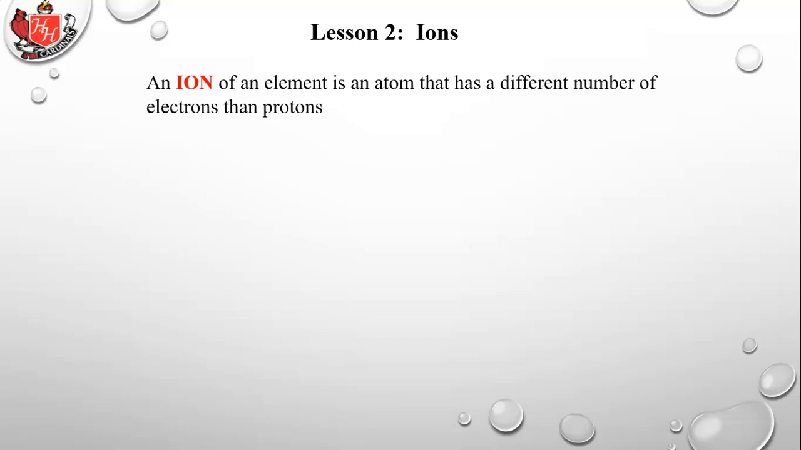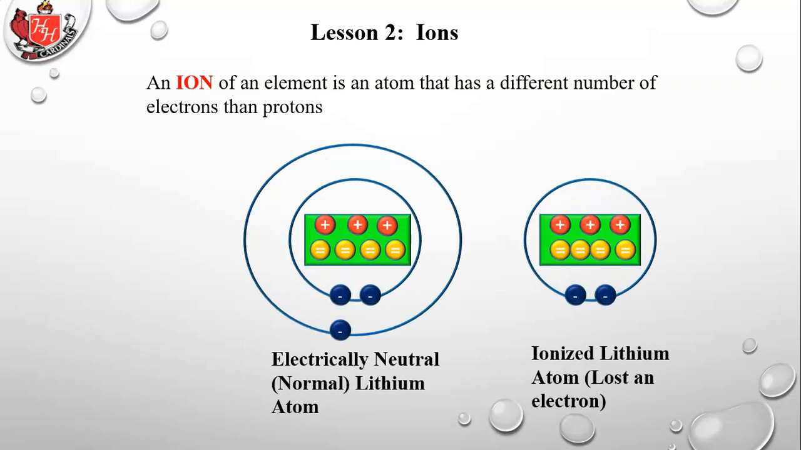An ion of an element is an atom that has a different number of electrons than protons. So here we see an electrically neutral, a normal lithium atom. It has 3 protons, which are positive charges, and to balance off the 3 protons, it has 3 electrons. We don't care about neutrons in this particular part of the lesson. So 3 and 3 are balanced.